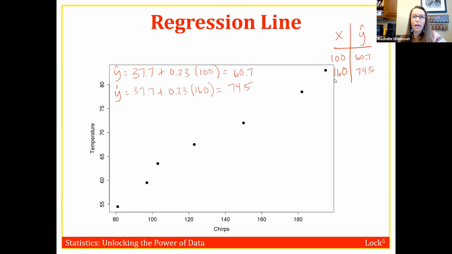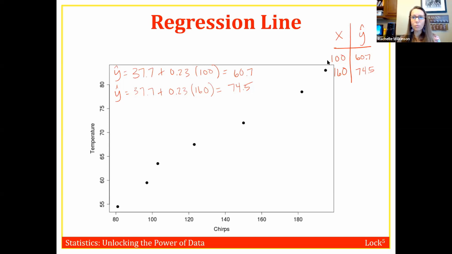So again, these are not values from my data set. These are independent of the values in my data set. These are actual points that would fall exactly on that regression line. So I'm going to plot these two ordered pairs and then connect them, and that's how I'm going to get my line on my graph.